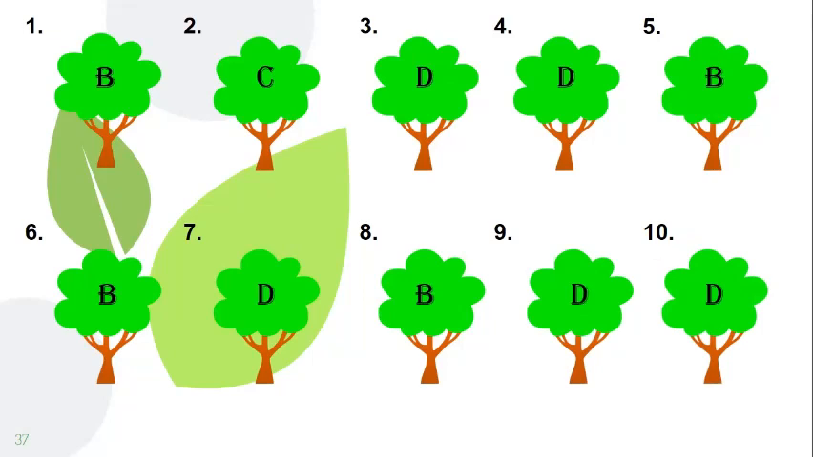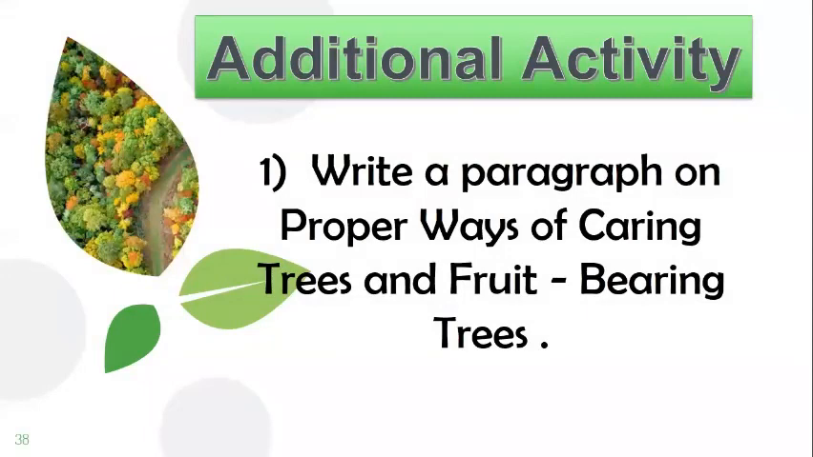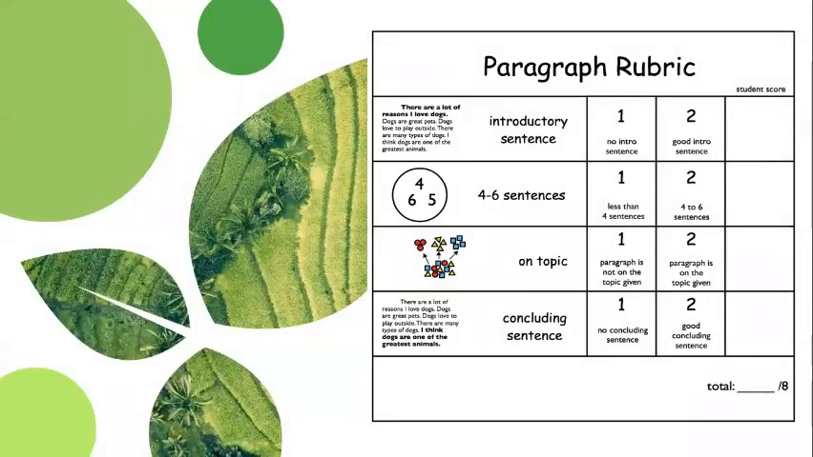Kids, you all did a great job. You deserve a hooray! Now, you can have a break and have a Kit Kat as your prize. Well, children, relax for a while, but don't forget to perform your additional activity and submit it in our Google Classroom. So your additional activity is you're going to write a paragraph on proper ways of caring trees and fruit trees. I have here your rubrics or the criteria in your rating.